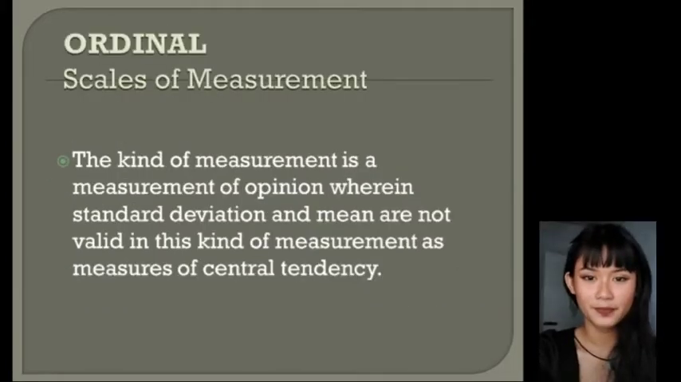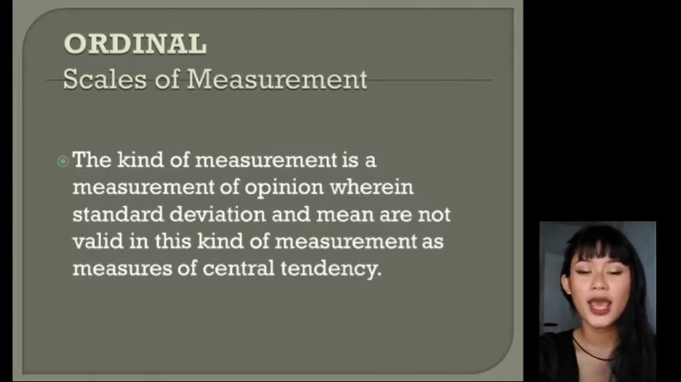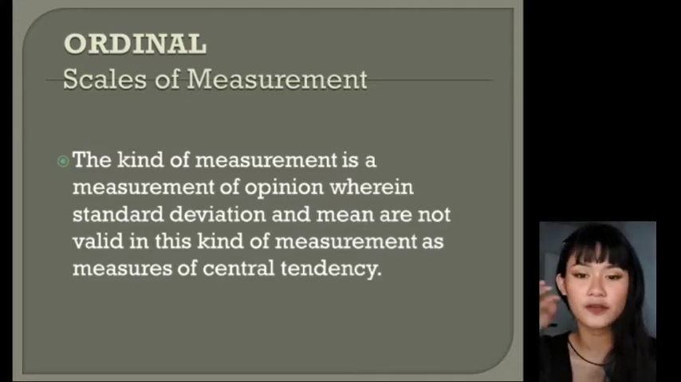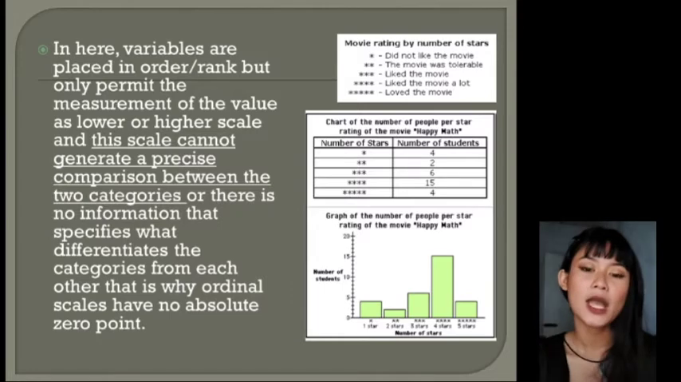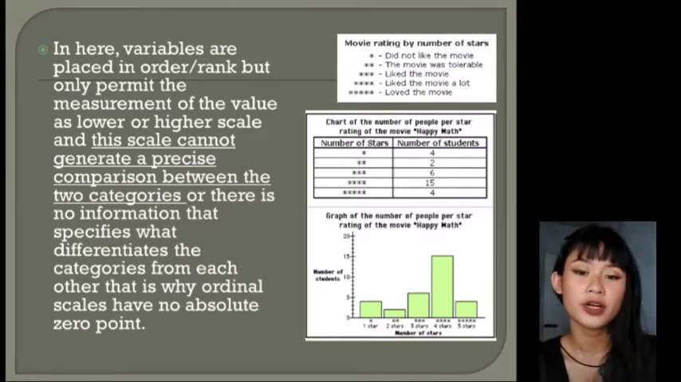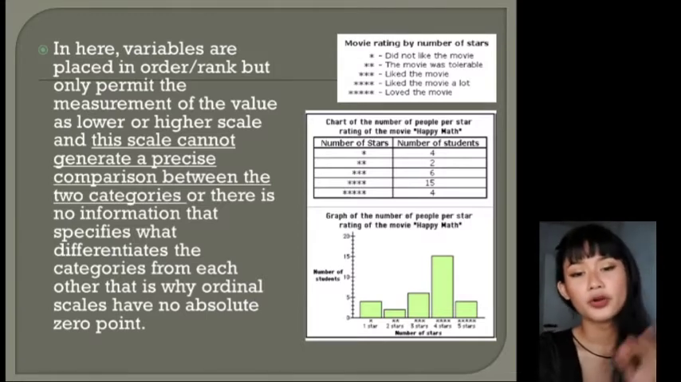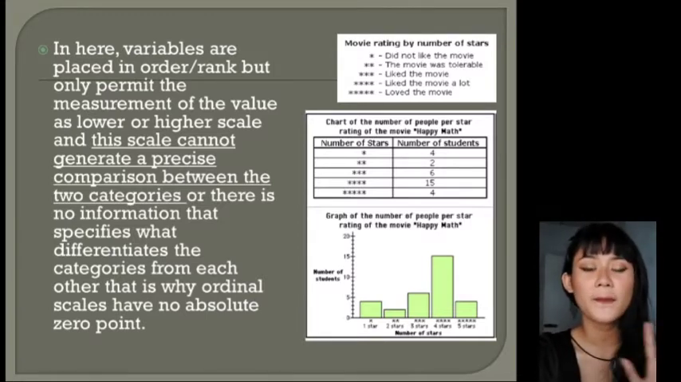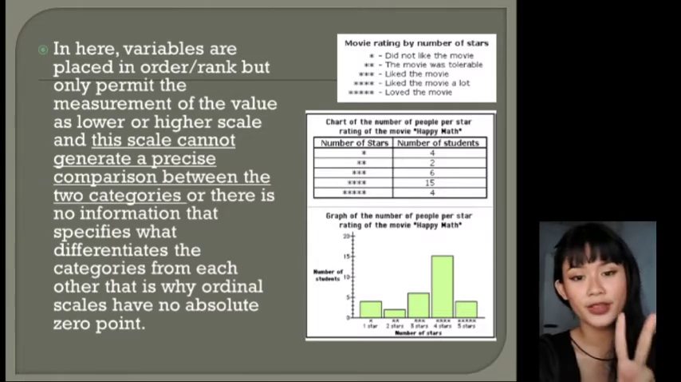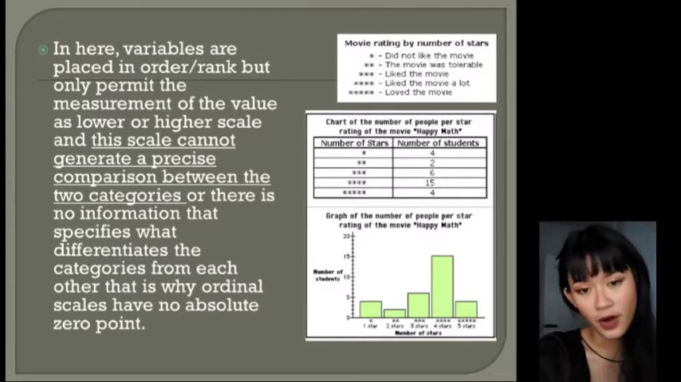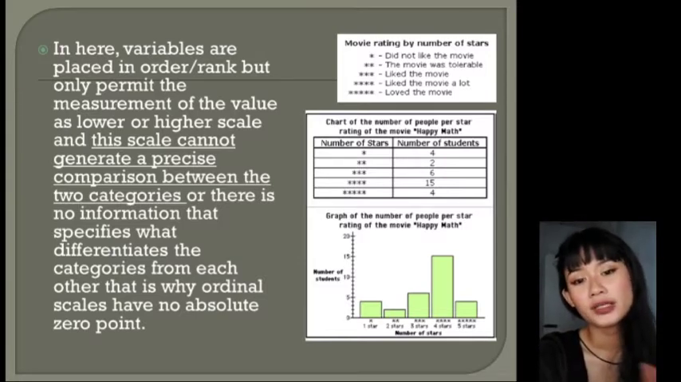Ordinal scale of measurement. This type of measure is an opinion measure, and the standard deviation and mean in this type of measure are not valid as a measure of central tendency. Here, the variables are arranged in an order, but only allow the measurement of the value as a minor or major scale, and this scale cannot make an exact comparison between the two categories, or there is no information indicating what the categories are from. Therefore, ordinal scales do not have an absolute 0 point.